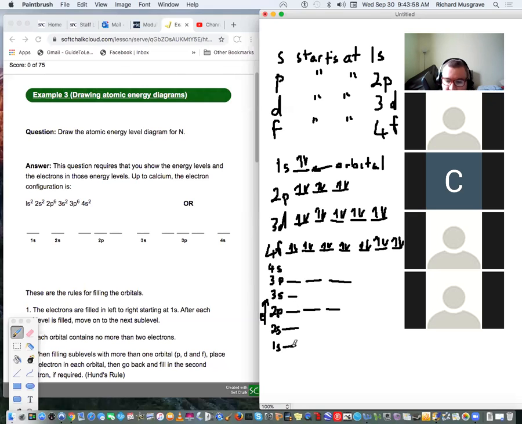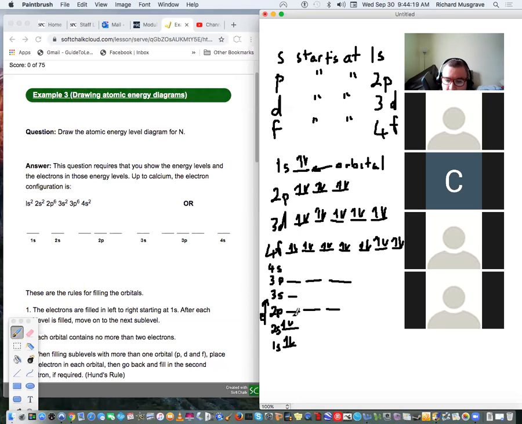Now nitrogen has 7 electrons in it, and I know that because that's where it is on the periodic table. So what I do is I fill in the electrons, always starting at the bottom. That's called the Aufbau principle. Start at the bottom, work your way up to the top. So I put 2 on the bottom. I'll put 2 in the 2s as well.